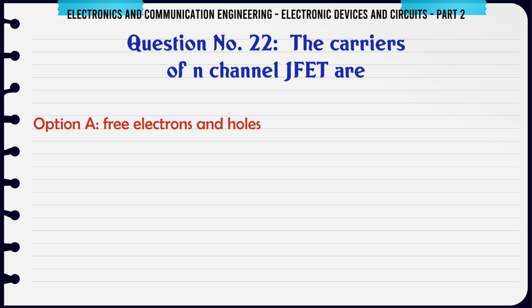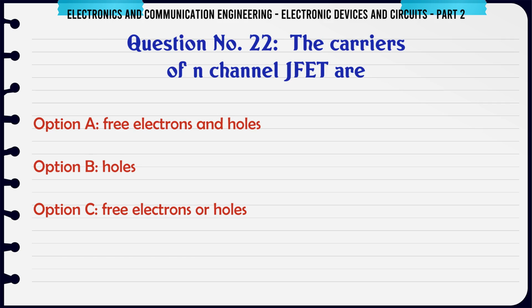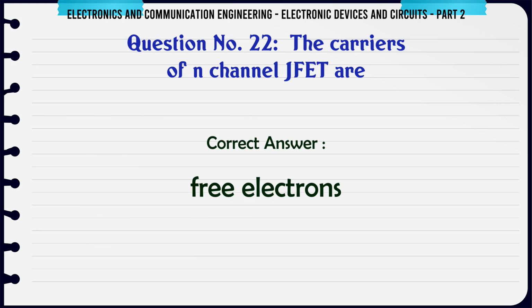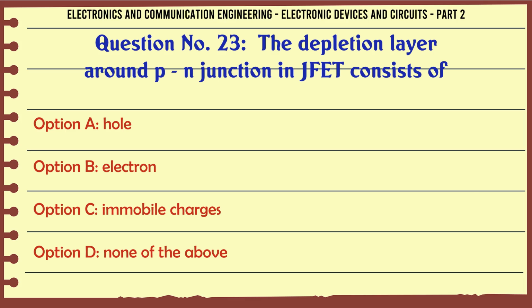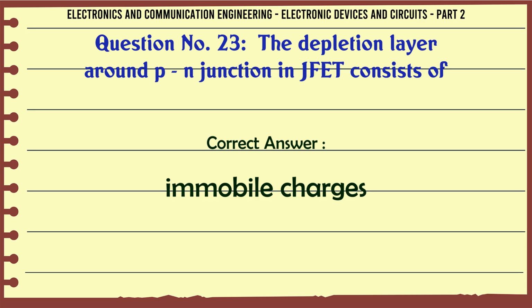The carriers of an n-channel JFET are: A, free electrons and holes; B, holes; C, free electrons or holes; D, free electrons. The correct answer is free electrons. The depletion layer around the p-n junction in JFET consists of: A, holes; B, electrons; C, immobile charges; D, none of the above. The correct answer is immobile charges.